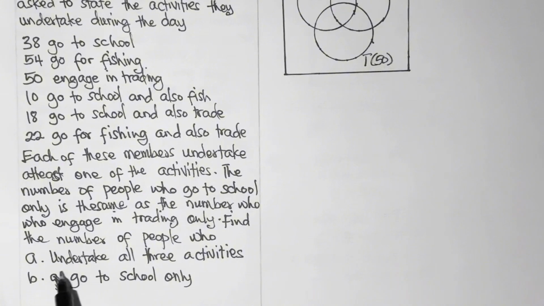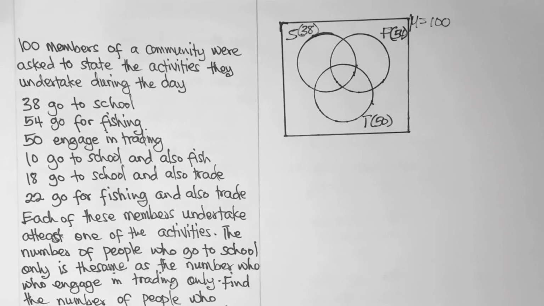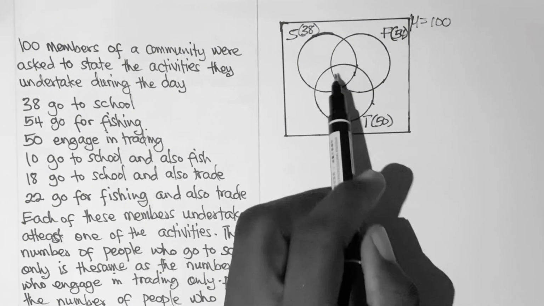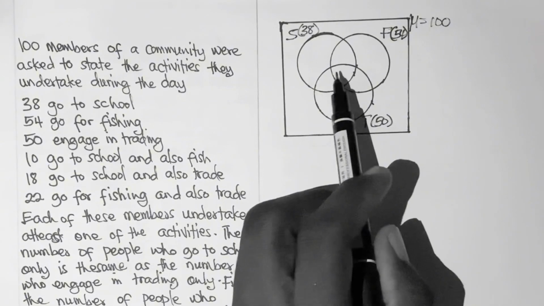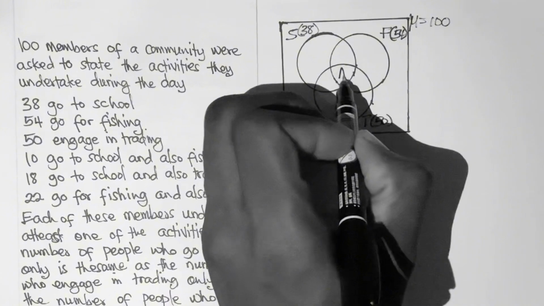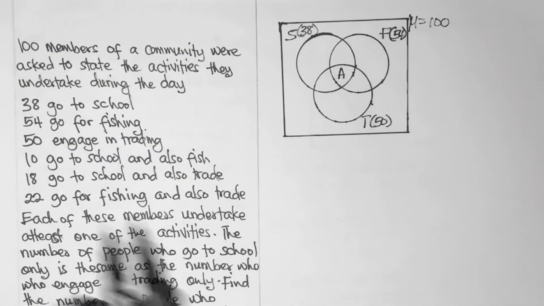Find the number of people who undertake in all 3 activities. So we don't know the intersection. Remember what we established earlier. To be able to solve any 3-set problem, the first thing we need to look for is the intersection of all the 3 subsets. So we don't know it. Let's represent it with capital A. Now let's come back here.